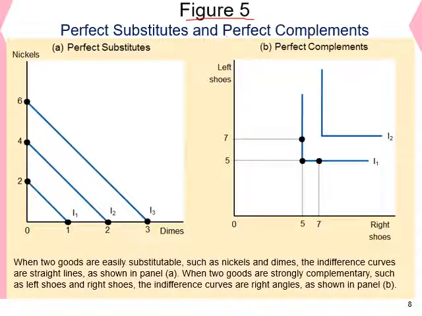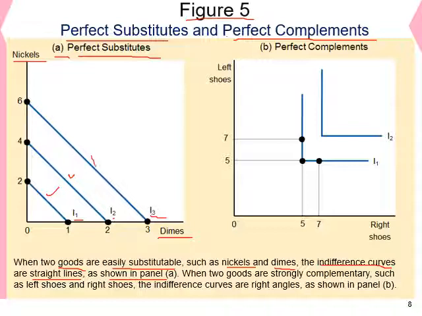Figure 5 displays perfect substitutes and perfect complements. Panel A talks about perfect substitutes, such as nickels and dimes. When two goods are easily substitutable, such as nickels and dimes, the indifference curves are straight lines as shown in panel A. You can see that indifference curves I1, I2, and I3 are straight lines, and the marginal rate of substitution of a straight line is constant. It doesn't change, it's going to be the same.